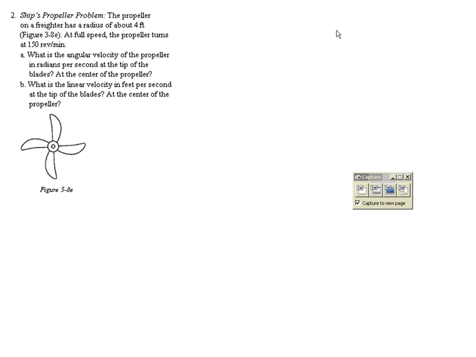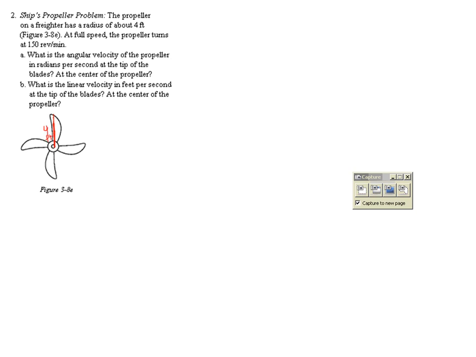Let's read through the problem. The propeller on a freighter has a radius of about 4 feet, and there's this picture. At full speed, the propeller turns at 150 revolutions per minute. So before we even think about what the question is asking us, if I didn't have a picture, I would want to draw a picture. Two, I want to label this picture, right? So what is 4 feet? Well, it's the radius. It's this distance here is 4 feet.